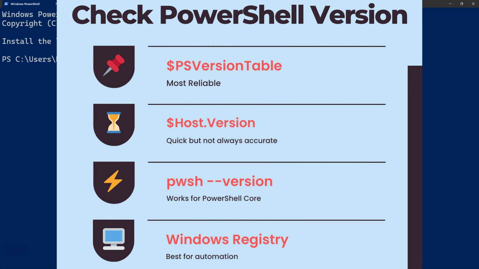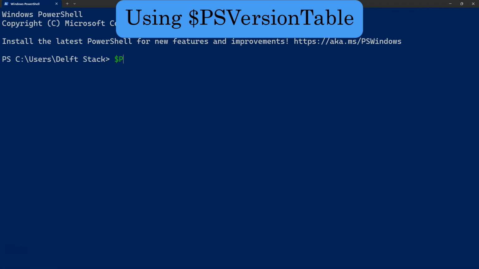The most reliable way to check your PowerShell version is by using the $PSVersionTable automatic variable. This method works on all PowerShell versions from Windows PowerShell 2.0 to the latest PowerShell 7 and beyond. When you run this command, PowerShell returns a detailed table containing multiple pieces of information. The most important one is PSVersion, which tells you the exact PowerShell engine version installed on your system. Now, let's see it in action.